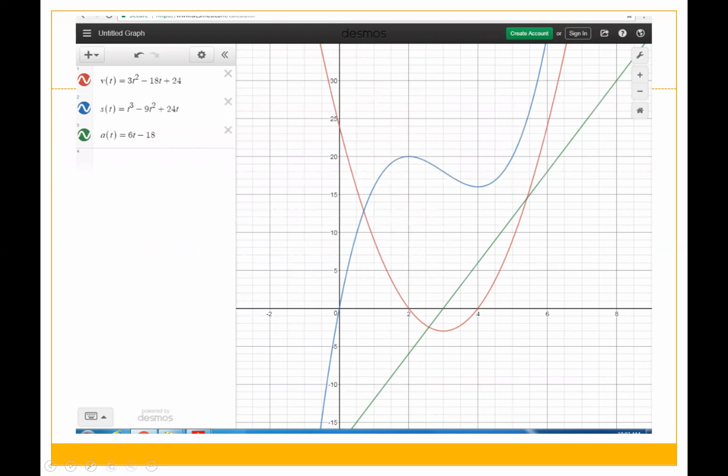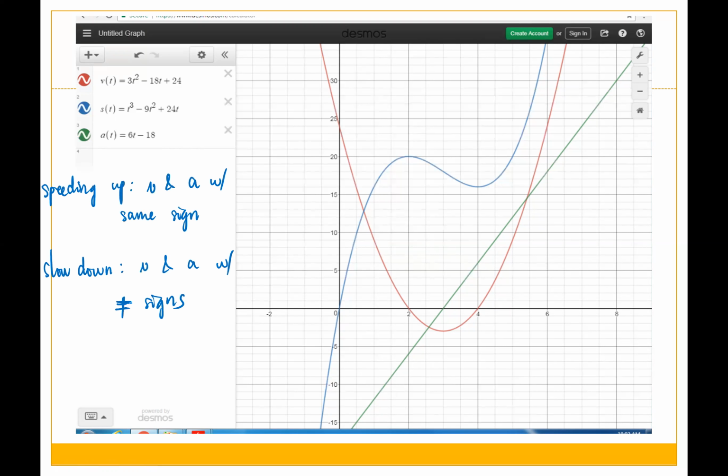Now to figure out where it is speeding up and slowing down. The definition of speeding up is when you have velocity and acceleration with the same sign, so both of them are negative or both of them are positive. Slowing down is when V and A have different signs, so one is positive and one is negative, but it will never be both positive or both negative. So if you look here, same sign is asking for where it's speeding up. I'll do the speeding up, and the rest is just going to be slowing down.